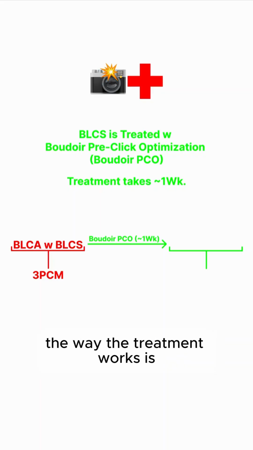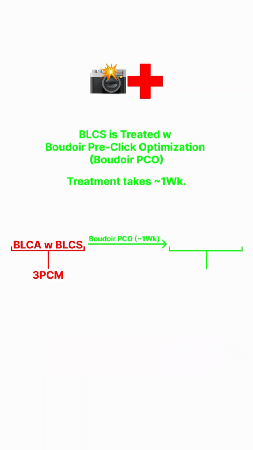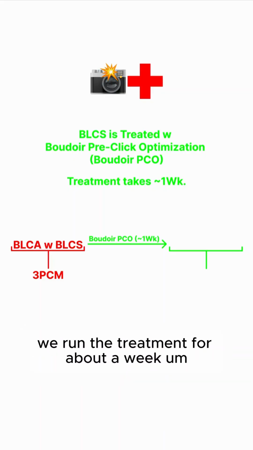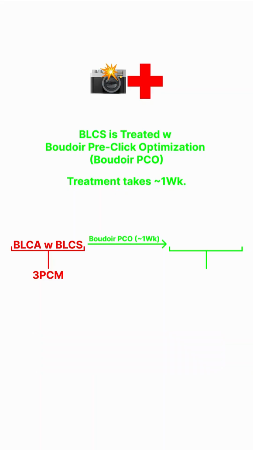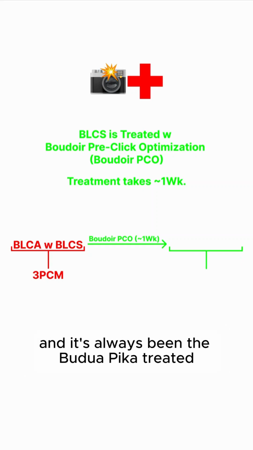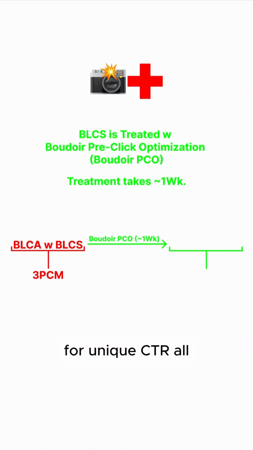The way the treatment works is we duplicate the current Boudoir Facebook ad, and we leave the original. And we apply the treatment on the duplicated one. We run the treatment for about a week. After about a week, we just keep whichever one is running with the highest metrics, and it's always been the Boudoir Pico treated ad that ends up with the highest metrics for unique CTR all.